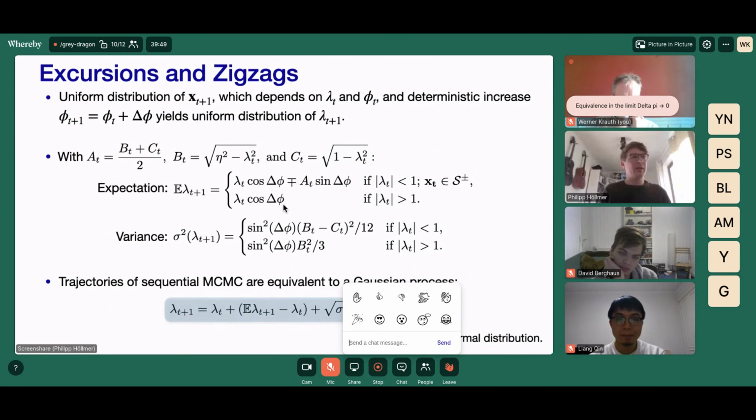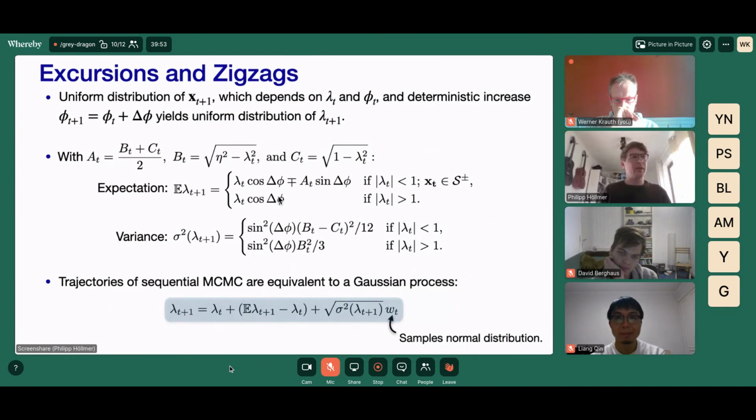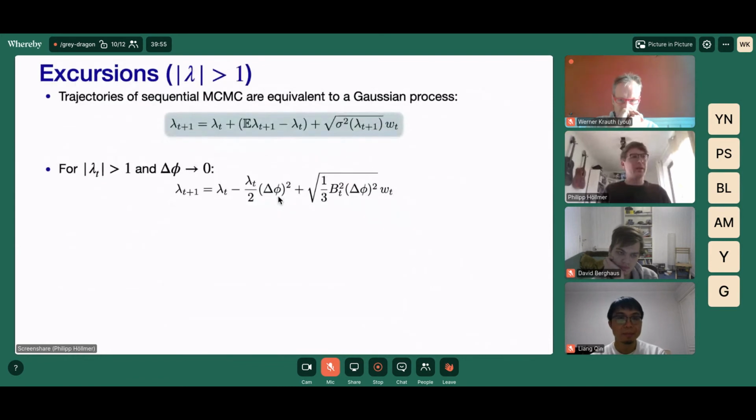So as I already said, because this expectation looks so different, we will get a very different behavior in these two regions. And now let's first look at the region where lambda is bigger than 1. So this was the excursion region in the trajectory.